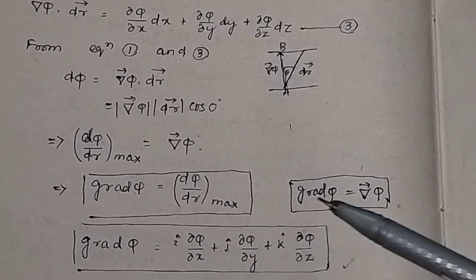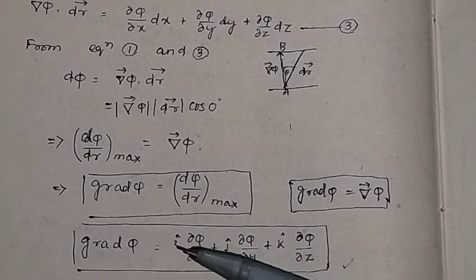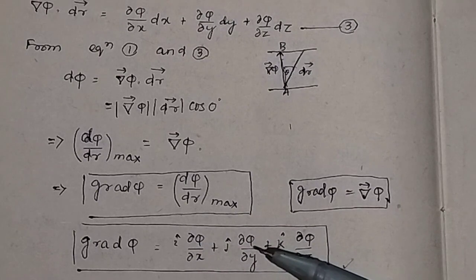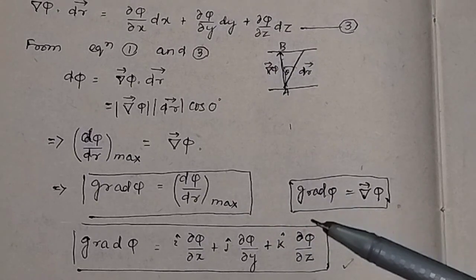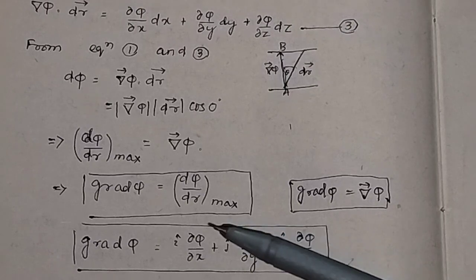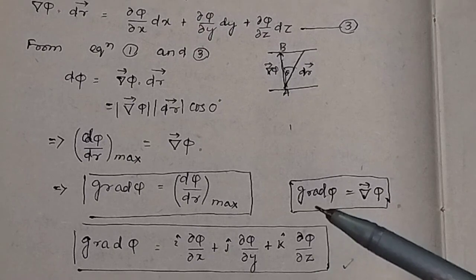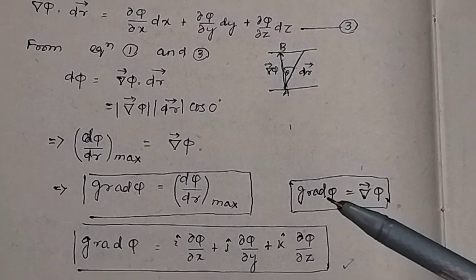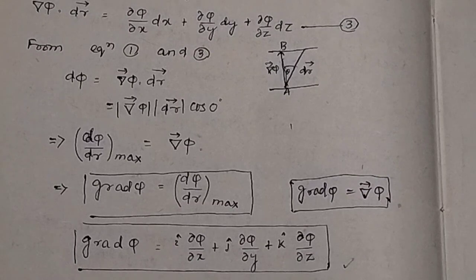So grad phi you may write in this way, or grad phi is equal to i cap del phi by del x plus j cap del phi by del y plus k cap del phi by del z. These three forms are very useful in physics, so you have to remember the mathematical notation for grad phi, or the gradient of a scalar field, in any of these forms. And in the next video we will discuss the divergence of a vector field. Thank you.